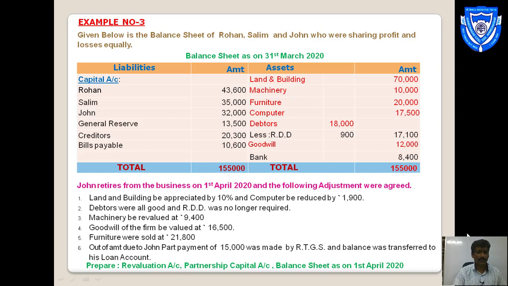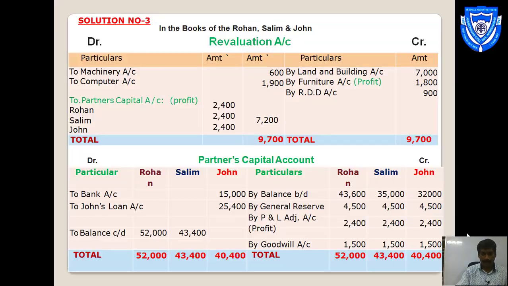It is said that goodwill of the firm be valued at rupees 16,500. Now you can see the opening balance of goodwill is rupees 12,000 and it is revalued at rupees 16,500. That means it is appreciated, it is increased by rupees 4,500. So we can pass one journal entry.